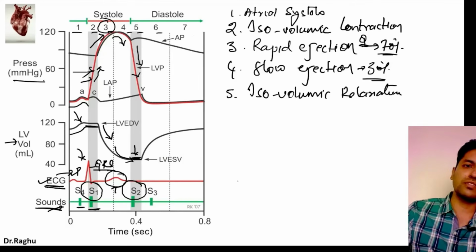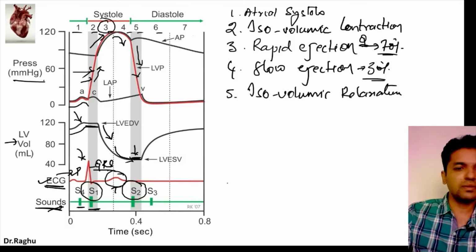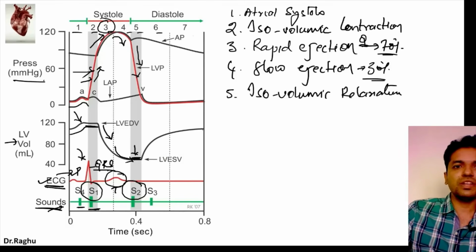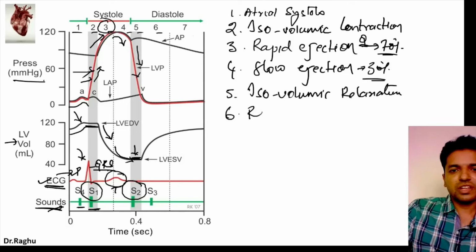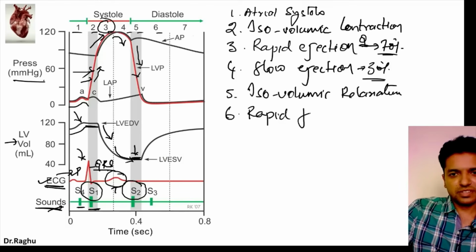Isovolumic relaxation phase, wherein the pressure is decreasing but there is no change in the volume, and then there is appearance of the second heart sound. Once the pressure in the ventricles falls down, there is opening of the atrioventricular valves. So the opening of the atrioventricular valves is going to cause rapid filling phase. And this rapid filling phase is the sixth phase.